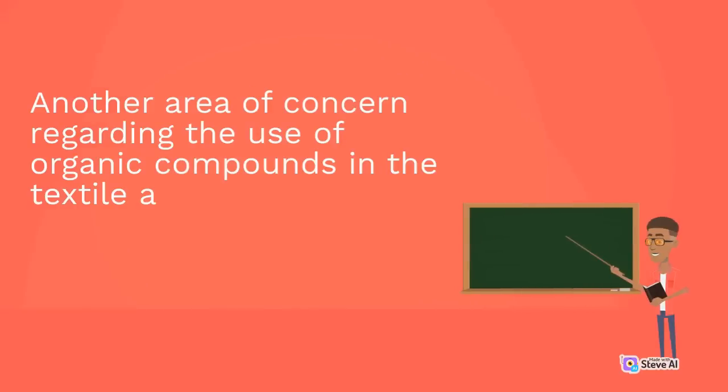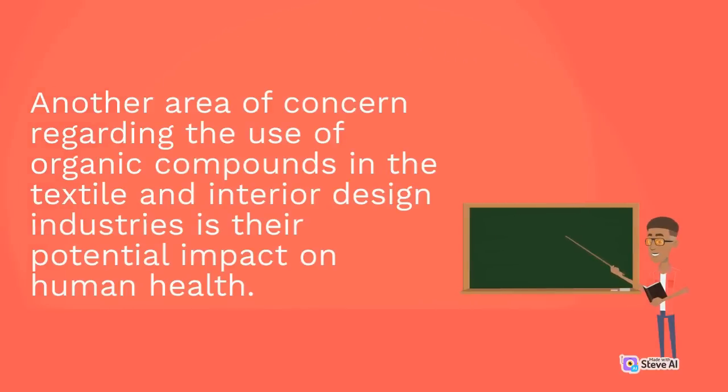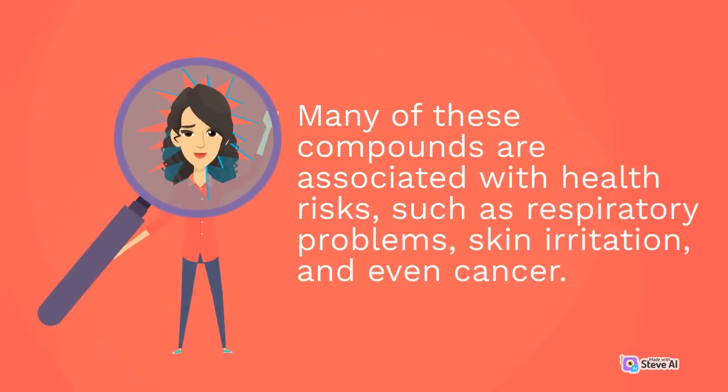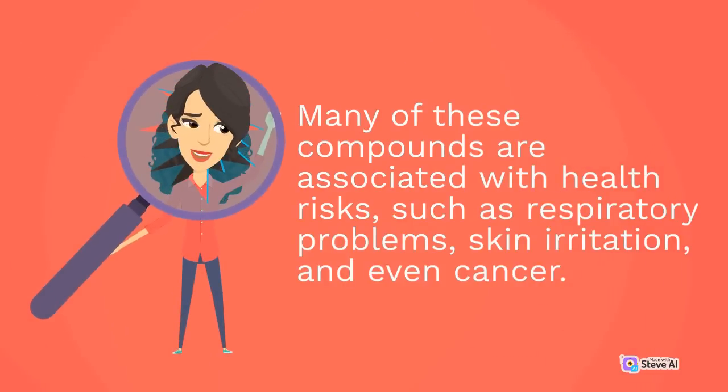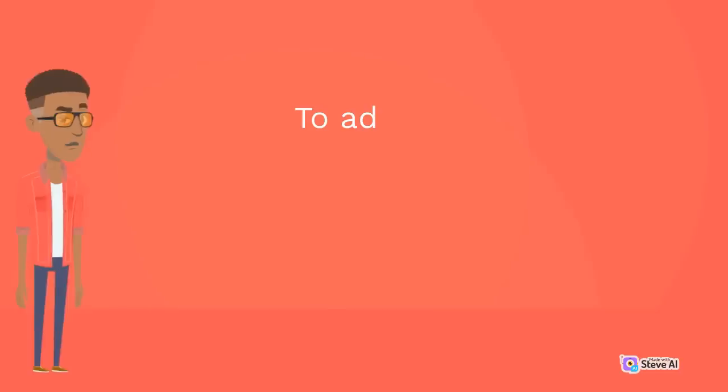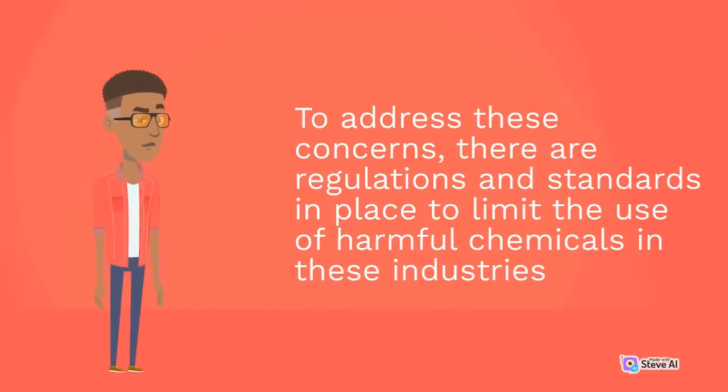Another area of concern regarding the use of organic compounds in the textile and interior design industries is their potential impact on human health. Many of these compounds are associated with health risks, such as respiratory problems, skin irritation, and even cancer. To address these concerns, there are regulations and standards in place to limit the use of harmful chemicals in these industries.